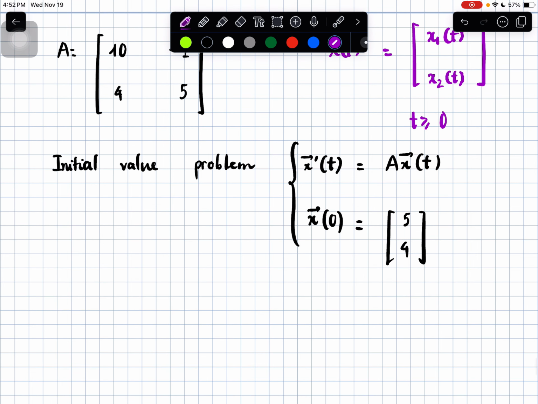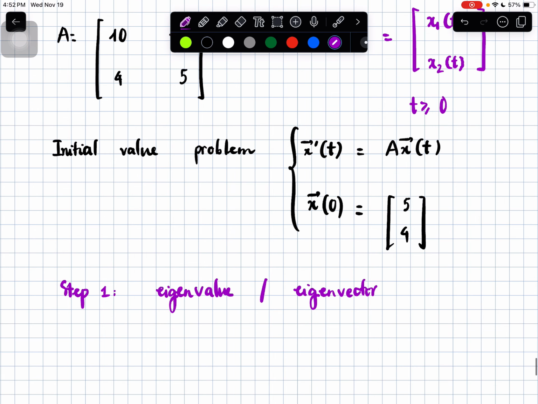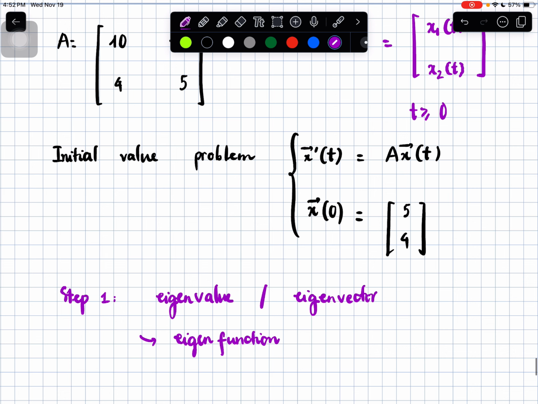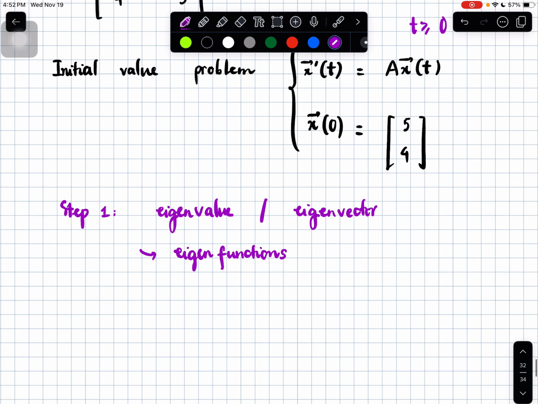So step 1, we compute eigenvalues. Then eigenvectors corresponding to those eigenvalues, and from these two you get eigenfunctions. So in our case, we have a 2 by 2 matrix. We expect to have 2 eigenfunctions. So let's do that. Step 1.